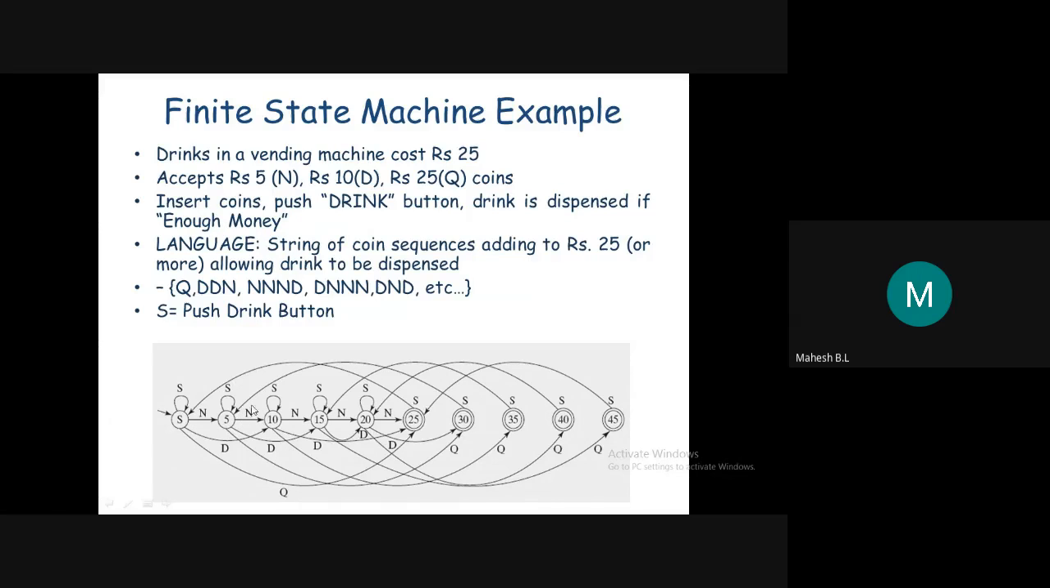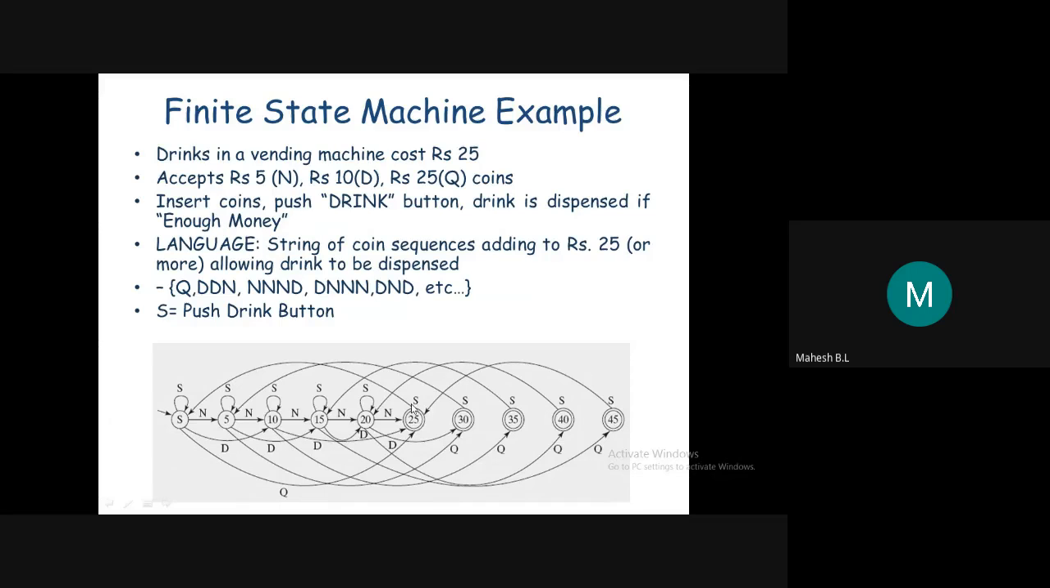If you insert another 5 rupee coin, it will come to the state 10. Another 5 rupee coin, it will come to the state 15. Another 5 rupee coin, it will come to the state 20. Another 5 rupee coin, it will come to the state 25. 25 is an accepting state, as you can see, double circle.